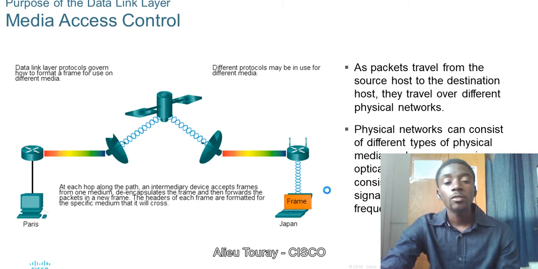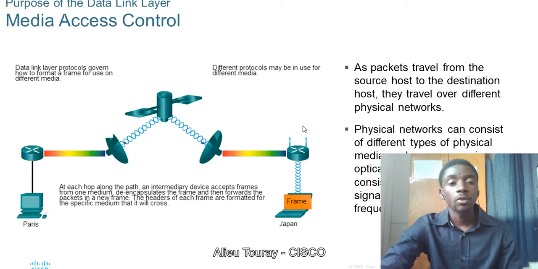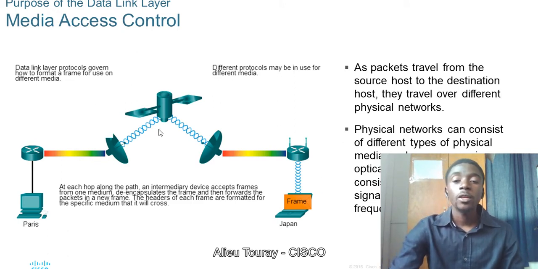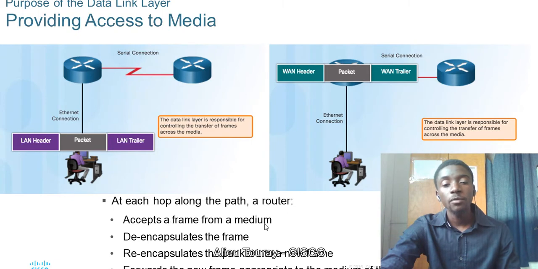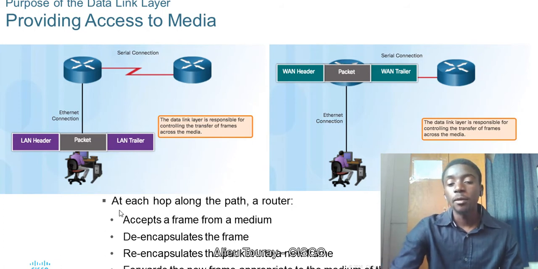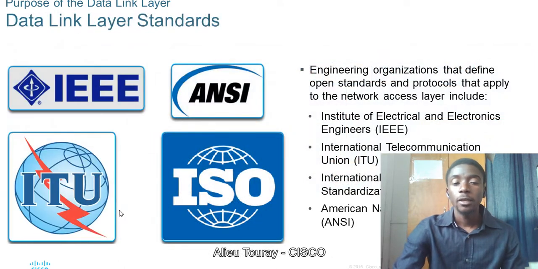What it does is that as soon as a frame or data comes into it, it will de-encapsulate this data and put it into a new frame, encapsulate it, and forward it. Any router that receives this frame along the way will de-encapsulate and encapsulate it into a new frame. So, providing access to media: at each hop along the path, a router will accept a frame from a medium, de-encapsulate the frame, and then re-encapsulate that packet into a new frame and forward it to the appropriate media of that segment. So these organizations are responsible for the data link addressing.